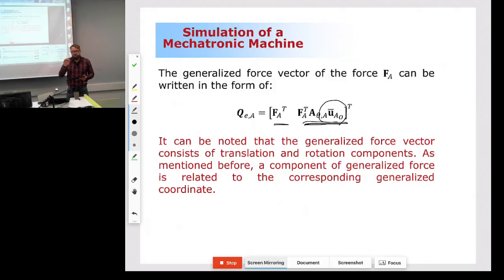So if the force is applied at the origin of the body reference coordinate system, what is going to be the vector u bar in that particular case? It is 0, which deletes this component. So then there is no moment or no component affecting the angle theta. There will be just the force component, and the third component will be equal to 0. That's how it's going to be.